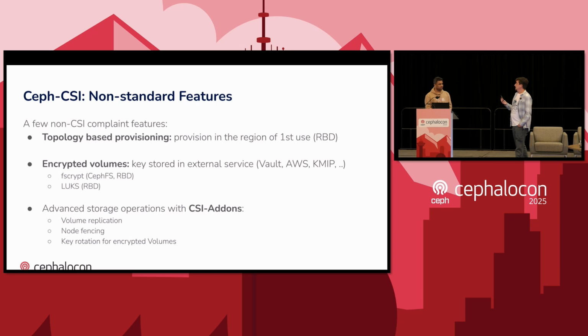We have a few non-standard features as well. Topology-based provisioning is something that is doable in the CSI specification, but we need certain details from the Kubernetes cluster, so we actually talk to the Kubernetes cluster as a CSI driver, and that's not something that you really should do. But that's just how we were able to implement it, so it's not usable on other container platforms like HashiCorp Nomad or Docker Swarm.